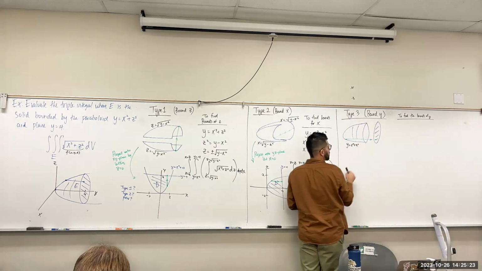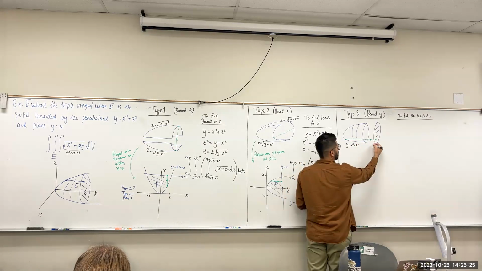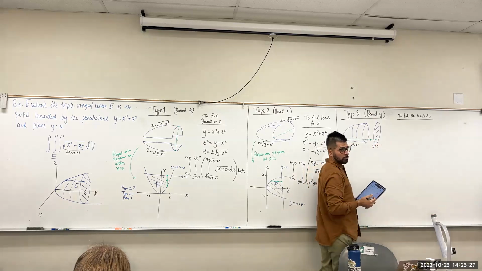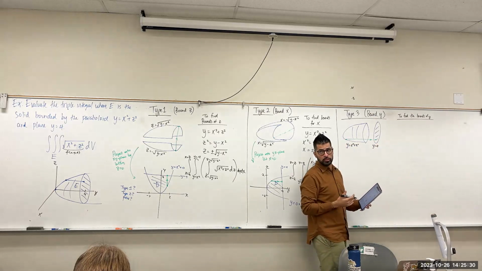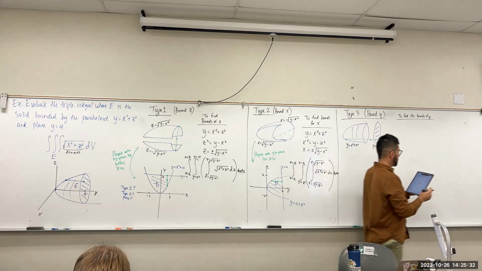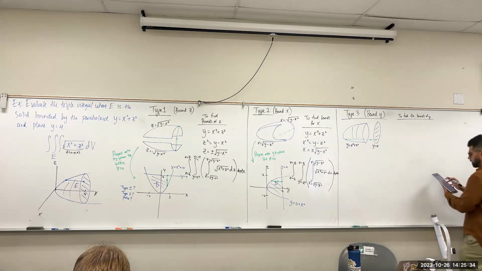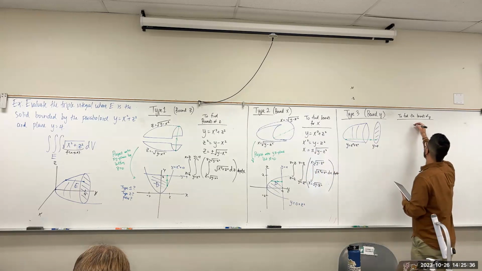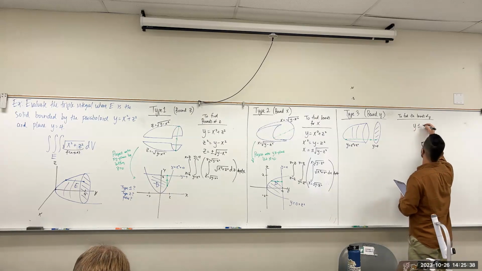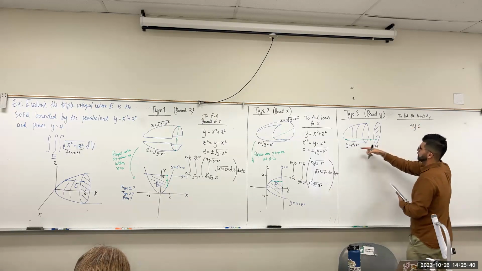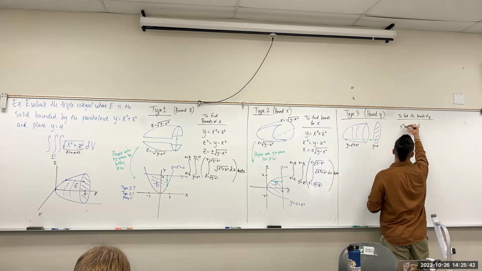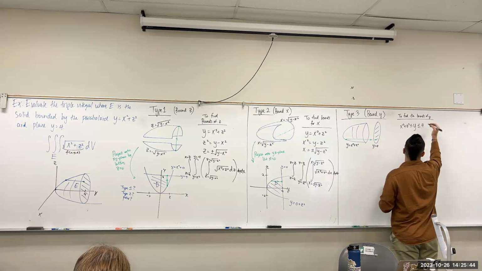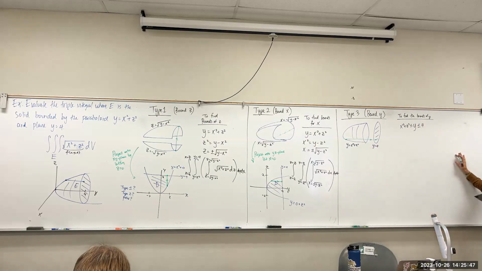And what is this one? What's the equation of that surface? Also, y was isolated. Again, a hint that this is probably the type you want to use. Okay? So to find this guy, notice that y is going to be bounded below by the paraboloid and bounded above by y equals 4.